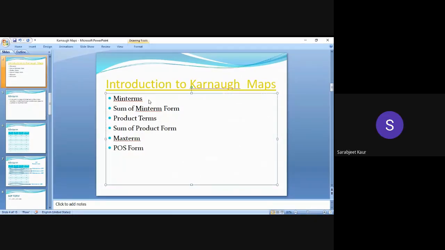Excellent. The next thing that we are going to see is what is a max term, what is a sum term, and what is a product of max terms form, and what is a product of sums form.